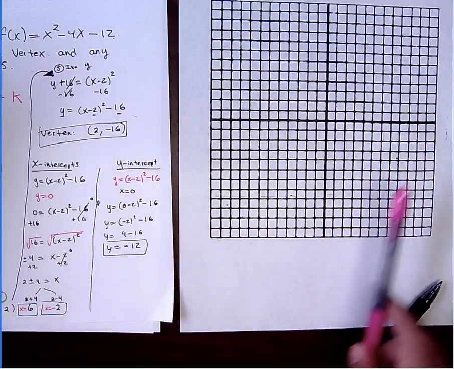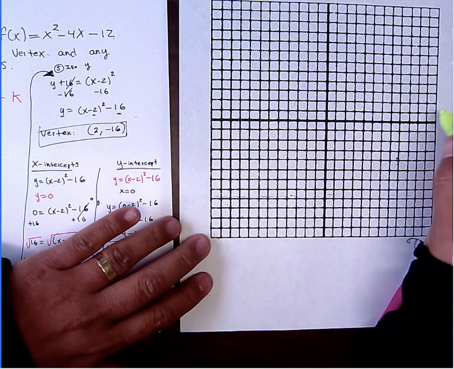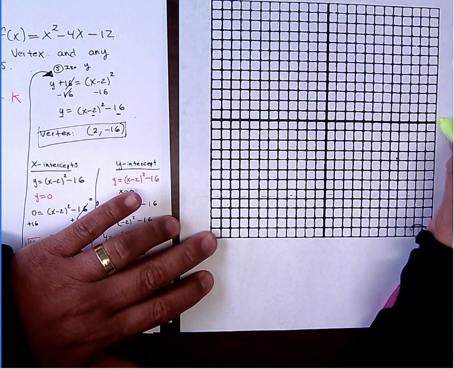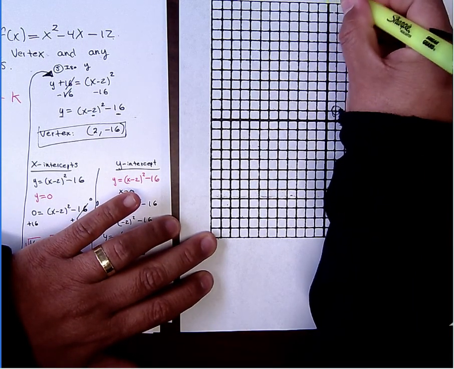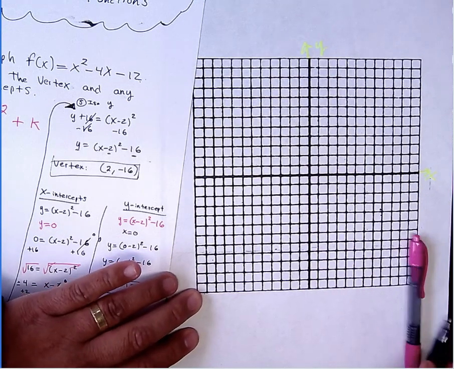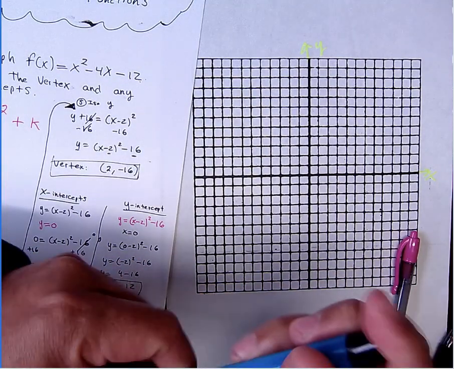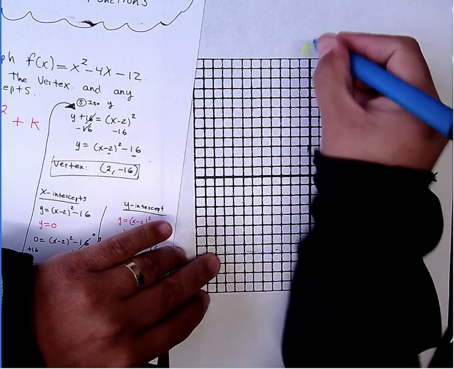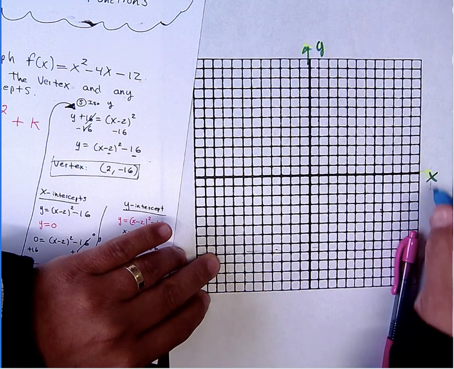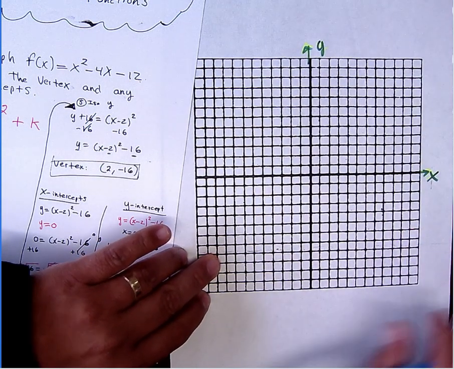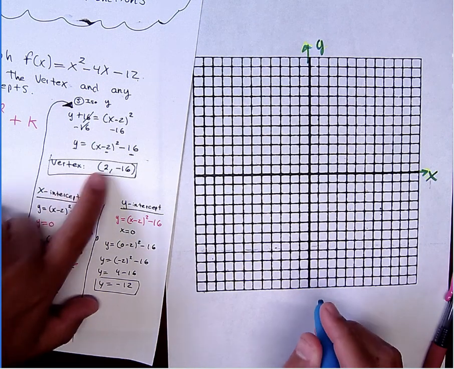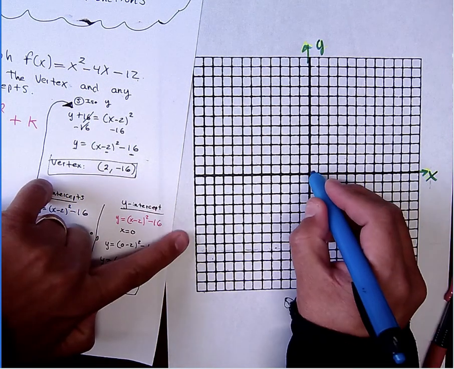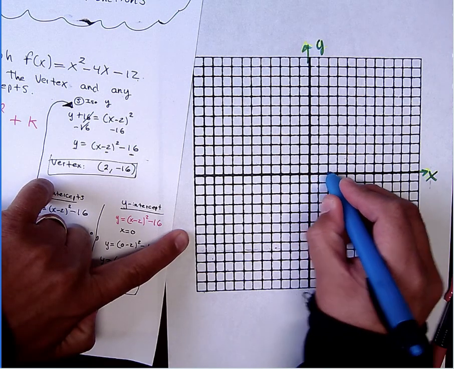So just remember, this is the x, this is the y. Well, it doesn't look like that. So this is x and this is y. So the vertex would be 2, negative 16. So positive 2, negative 16.